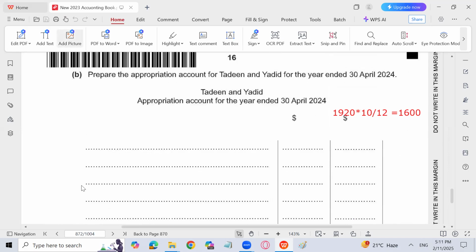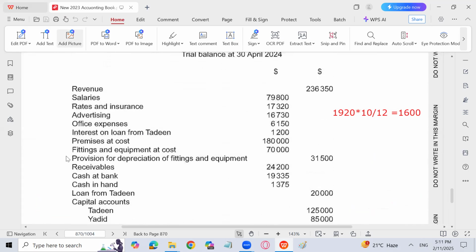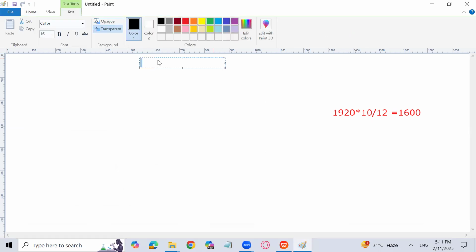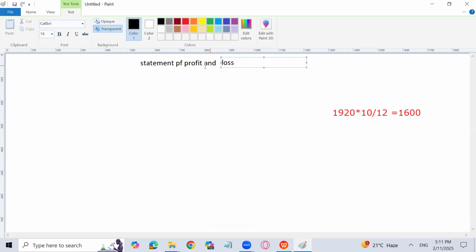So let's solve the question. I am going to prepare the statement of profit and loss first, and the statement of profit and loss is going to start from the sales. So let's do that. I will write here: Statement of profit and loss. I will write the dollar sign here, and I will start it from the revenue. So let's see how much is the amount of revenue.